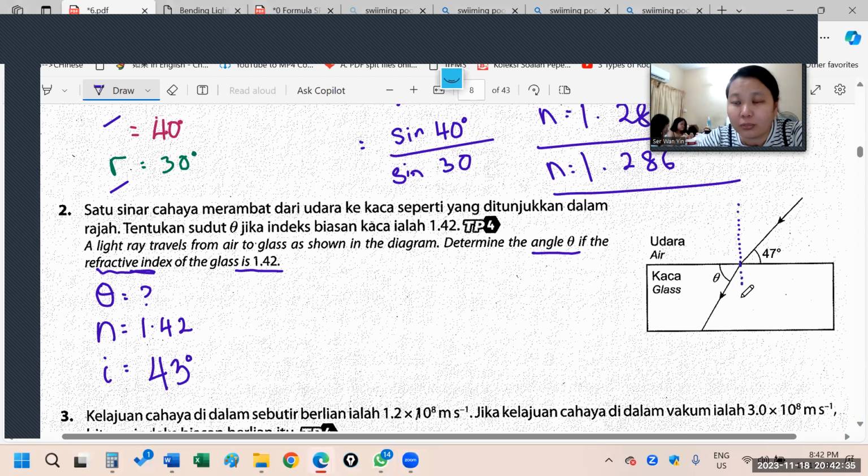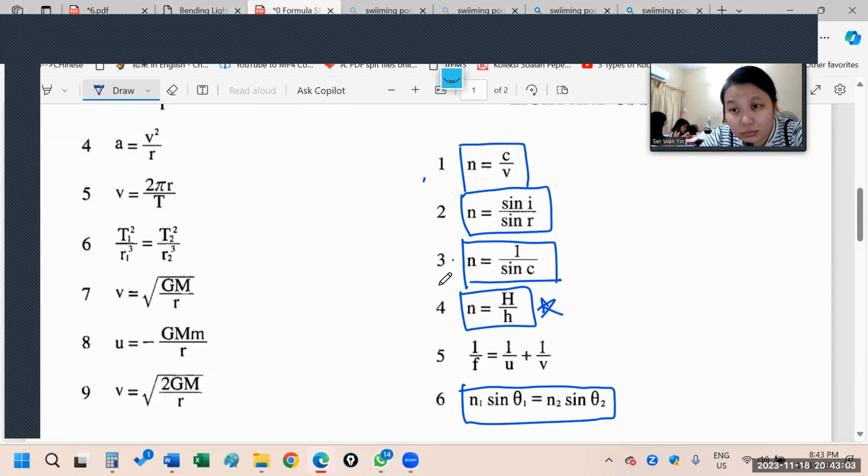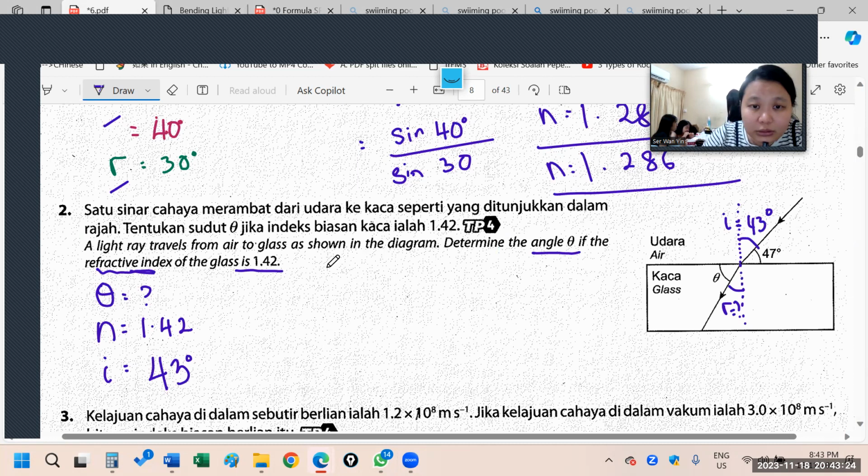Okay, so this is the normal. Very good, so this is 43. And how to find theta? Actually, this is I, so we need to find R first. How to find R? Using refractive index. Which formula is related to two angles? Only number 2 has two angles, the rest have one angle. So let's write the formula first. Refractive index means how much it will bend. So n equals sine I over sine R.